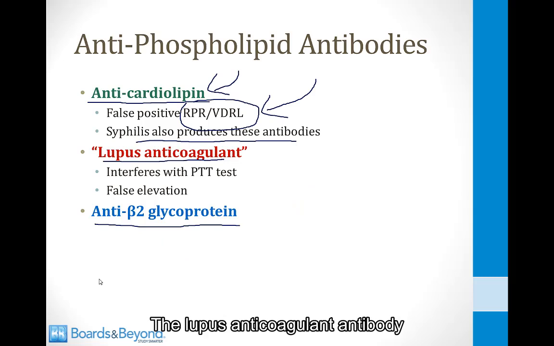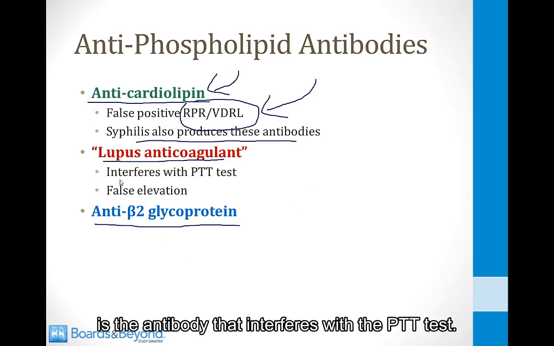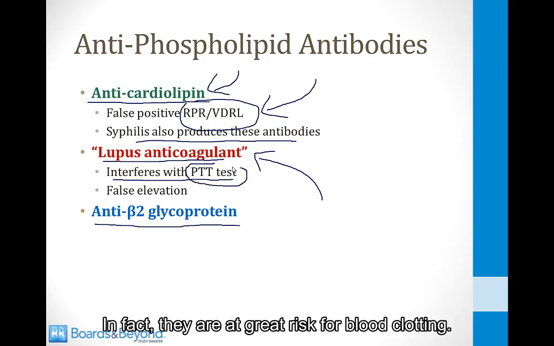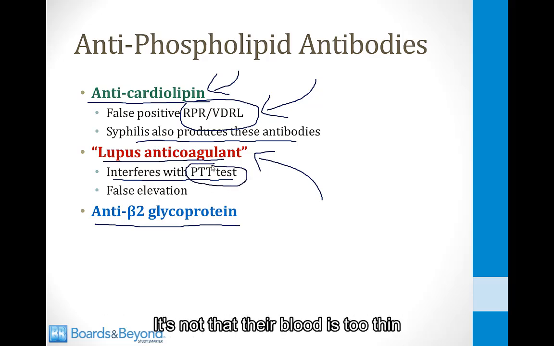The lupus anticoagulant antibody is the antibody that interferes with the PTT test. If you test the serum of someone who has the lupus anticoagulant, their PTT will be elevated. In fact, they are at great risk for blood clotting. It's not that their blood is too thin and that they are at risk for bleeding.